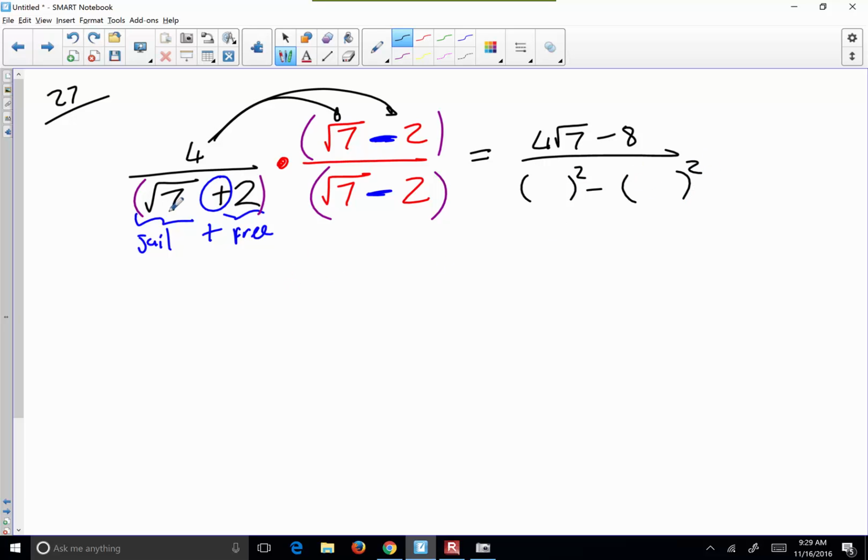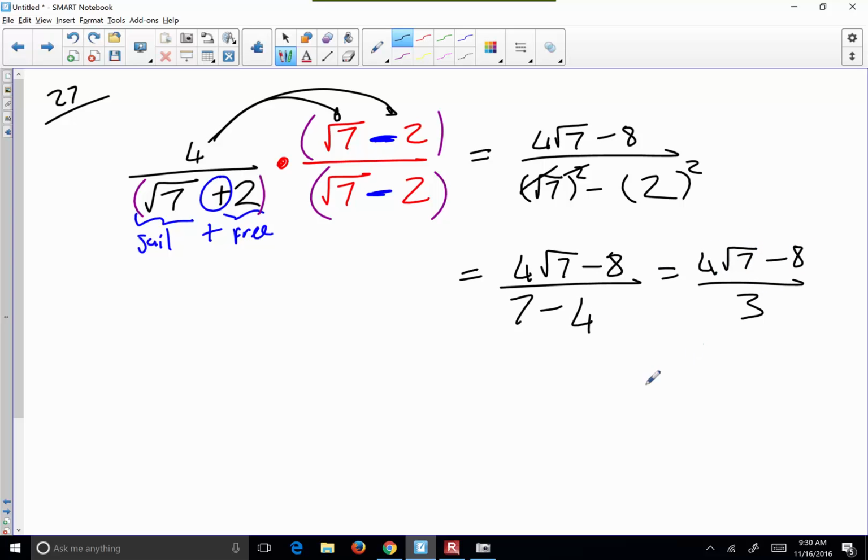What two squares? Root 7, and the other number is not negative 2, it's just 2. Just leave out the minus or plus, just take the digits. That minus will transfer here, okay? Alright, you're pretty much done. Just do the operation on the denominator. Root 7 squared is just 7. 2 squared is 4. And that's it.